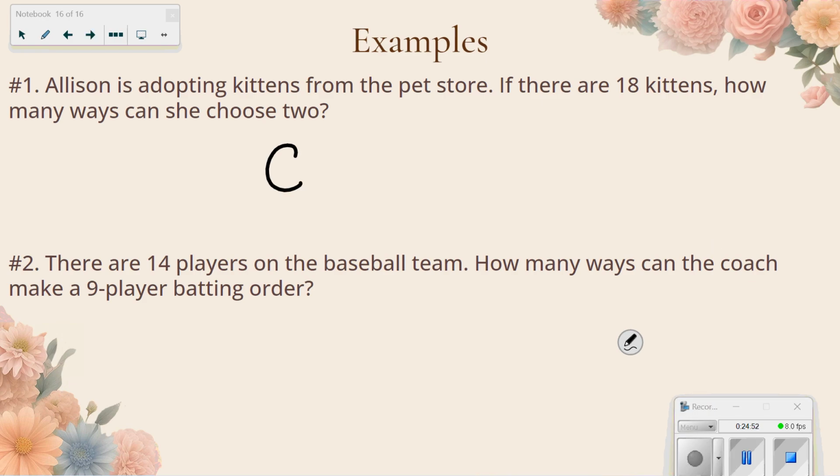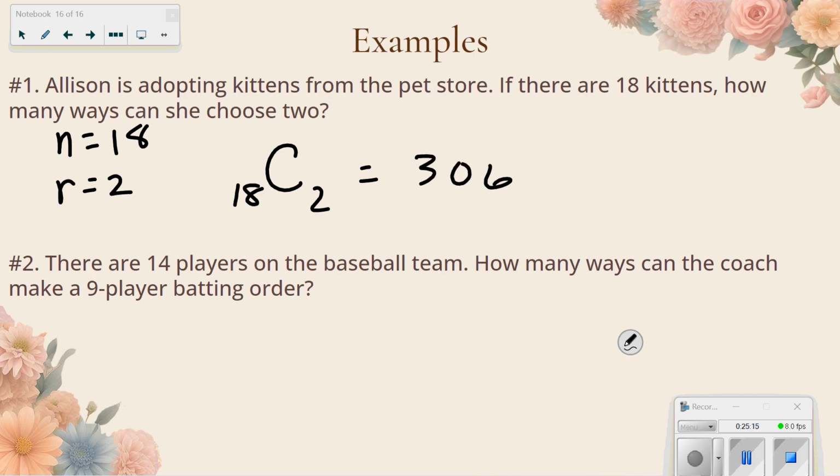Now I need to know what's my N and what's my R. What's our N here? How many cats do I have to choose from? Yes. And what is our R? How many are we choosing? 2. So you have 18C2. And if you did that, what did you find that's equal in your calculator? 306. Does that sound like what everybody was getting?